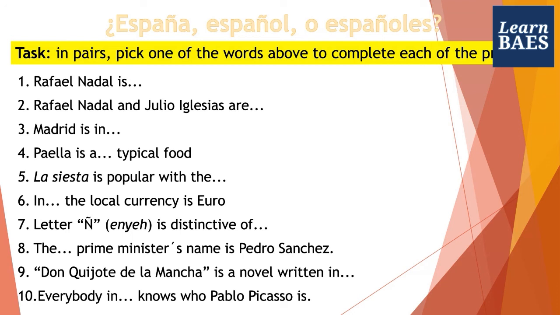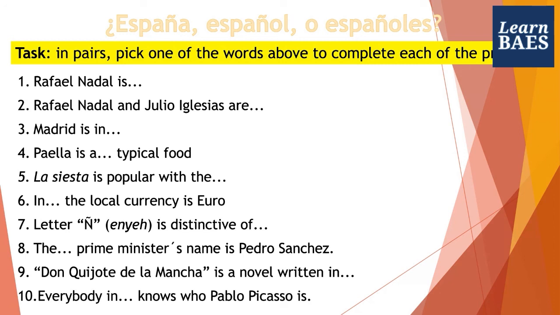Español. Do you agree, Mick? Yes, I agree. So then español. Muy bien, perfecto. Número 9. Don Quijote de la Mancha is a novel written in español. Español. The language. Vale, muy bien. Correcto, español.